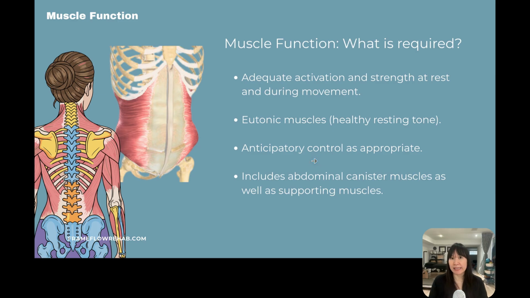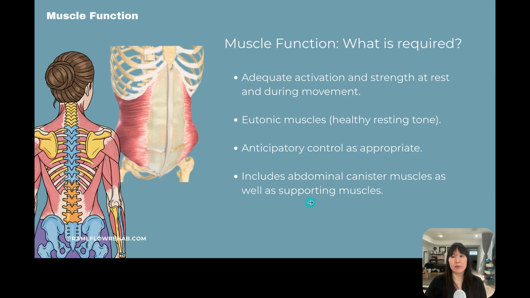Anticipatory control, again, of the deep core, specifically the transversus abdominis, needs to be second nature. I've talked about this before in the other lectures, but we want to make sure that the TA muscle becomes automatic. It should be there before we even start to move. That's also true for the multifidus in the back as well.